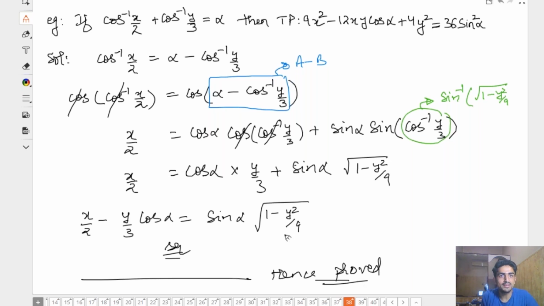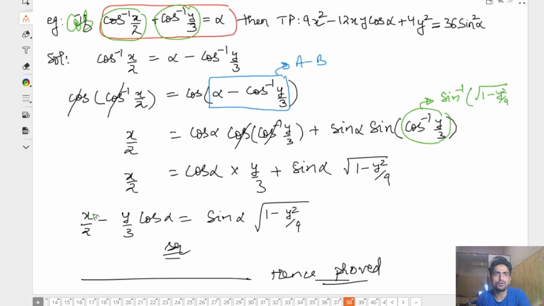One thing might come to your mind is, sir, why didn't you take cos straight away on both sides? We could have done that. So this is angle A, this is angle B. So apply cos directly here. So cos of A plus B is cos A cos B minus sin A sin B. Yes, you could have done that. You could have done it like that also. Equally good. No issues at all. I just find it, okay, one term let me separate, it becomes smaller. But you could have straight away applied cos. And you take it as a homework.